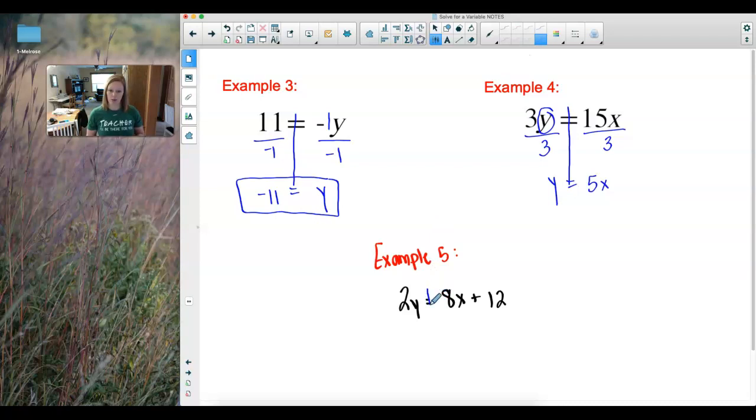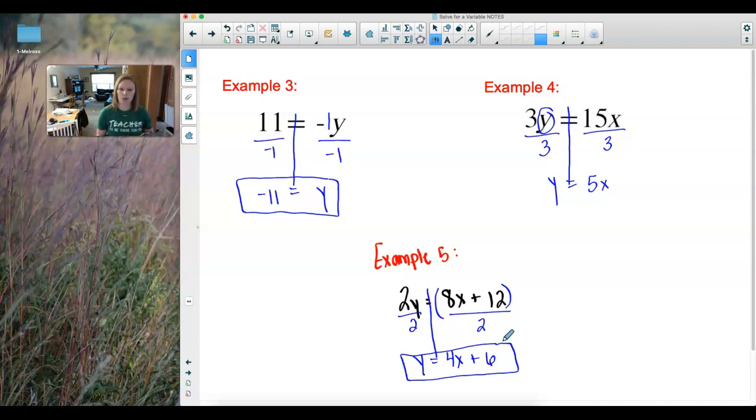We want to get the y by itself. So we are going to divide by 2. Now you have to remember that this entire thing is getting divided by 2. So each term has to be divided by 2. So we would have y equals 8x divided by 2 is 4x. And 12 divided by 2 is 6. So y equals 4x plus 6, because both terms need to be divided by 2.